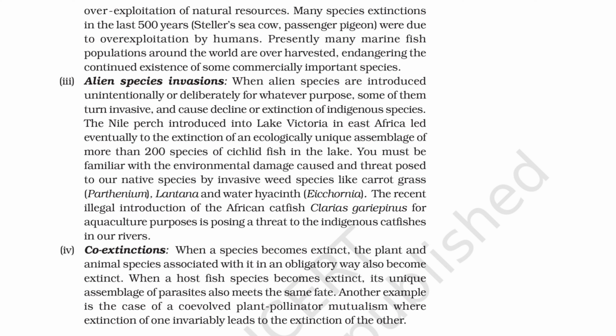4. Co-extinctions. When a species becomes extinct, the plant and animal species associated with it in an obligatory way also become extinct. When a host fish species becomes extinct, its unique assemblage of parasites also meets the same fate. Another example is the case of a co-evolved plant-pollinator mutualism where extinction of one invariably leads to the extinction of the other.